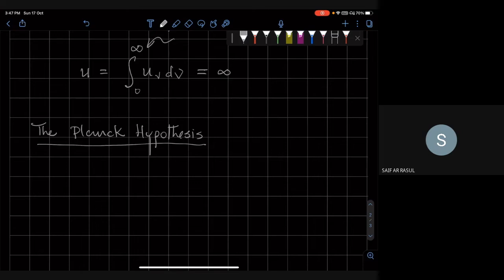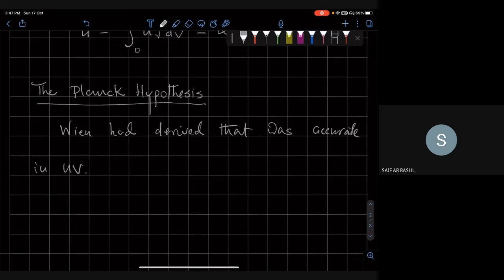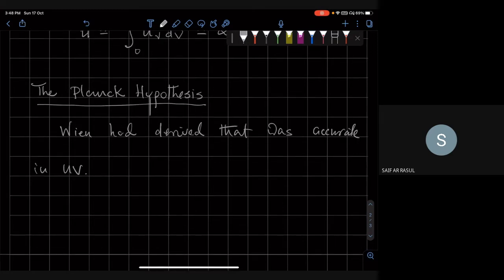So one of Planck's friends, his name was Wien, like in Vienna. Wien had derived a formula that was accurate in the ultraviolet. Okay, so this is basically the opposite of the Rayleigh-Jeans formula, which was inaccurate in the ultraviolet. However, Wien's derivation was inspired by Boltzmann's idea of molecules, and it is based on thermodynamics.